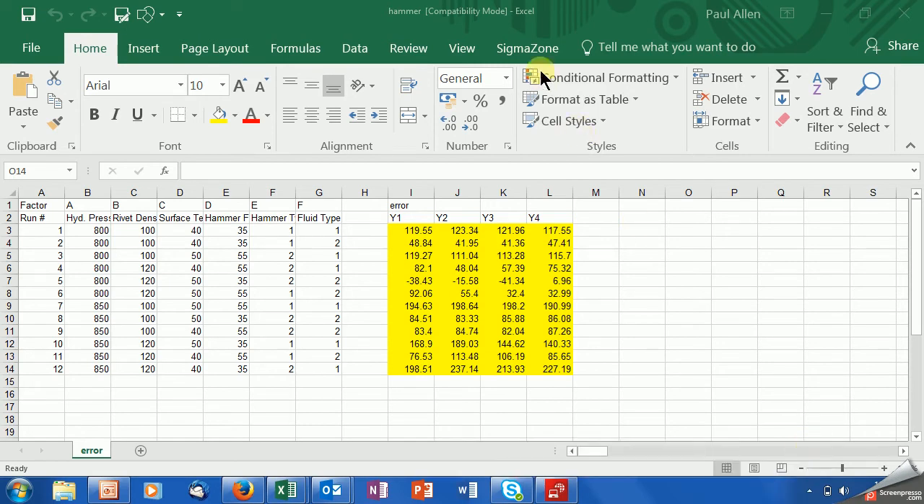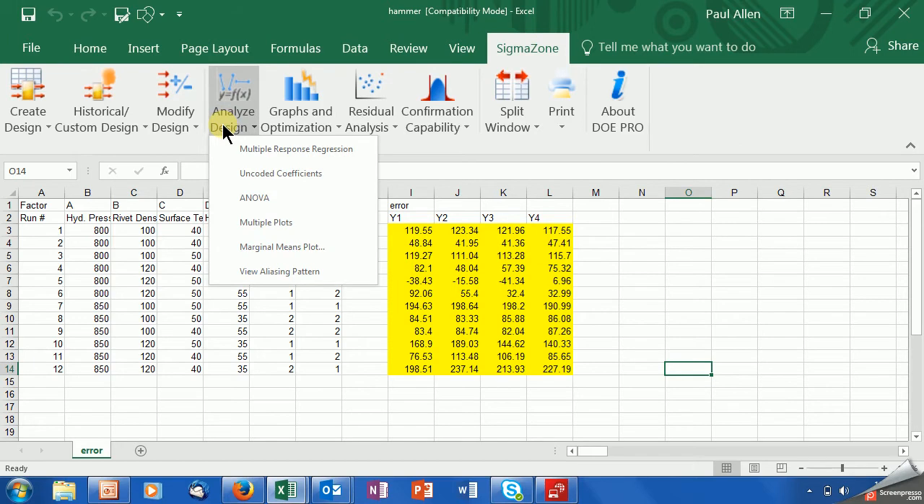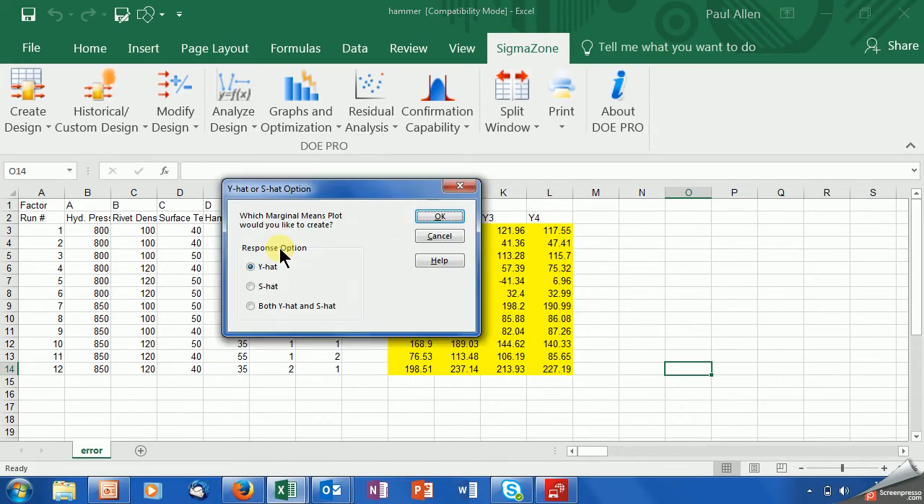Now what we're going to do is go to Sigma Zone. So here we go, Sigma Zone, analyze design. And the first tool we're always going to use is the marginal means plot. So whether you do a modeling DOE or a screening DOE like this one, start with the graphs. We're going to do the marginal means plot first. Click on that. And it says, what would you like? Y hat, S hat, or both? I would like both, please.